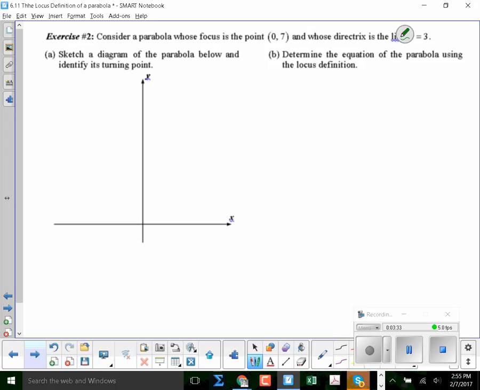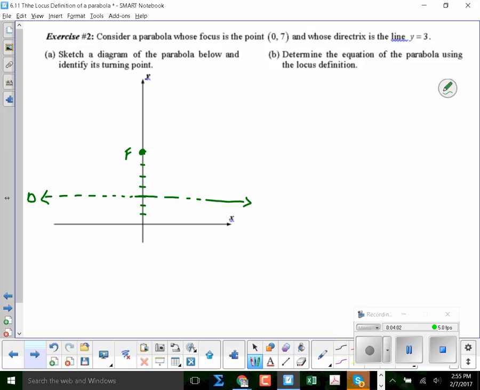Consider the parabola whose focus is at 0, 7. So we're going to go 1, 2, 3, 4, 5, 6, 7. There's the focus right there. Okay? And the directrix is y is equal to 3. Can't see it. Let me get that out of the way. So that's going to be there. So there's your directrix right there.